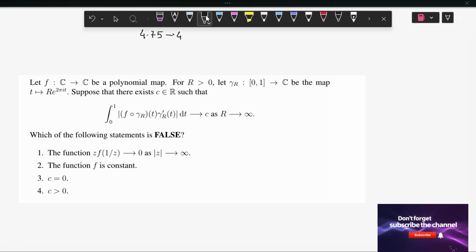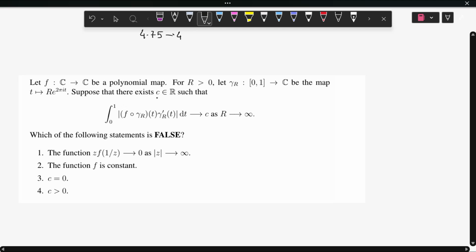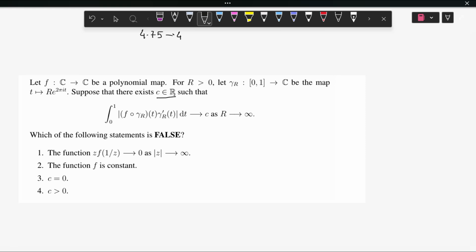So let's get started. This is the first question जो Complex से पूछा गया था। Question बोल रहा है, let f from C to C be a polynomial map. For r greater than 0, gamma r from closed interval 0 1 to C with a map where t goes to r e to the power 2 pi i t. Suppose there exists a c belongs to R such that integration 0 to 1 mod of this tends to c as r tends to infinity. Then which of the following options is false? So we need to mark the wrong option.